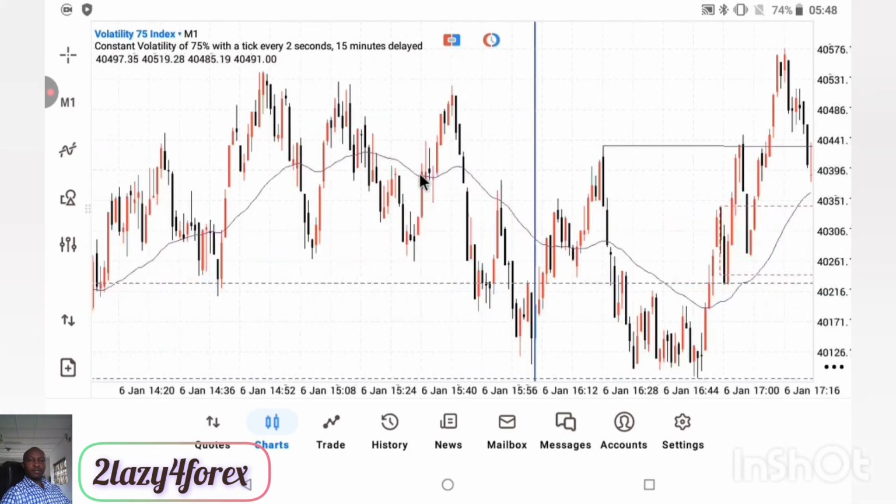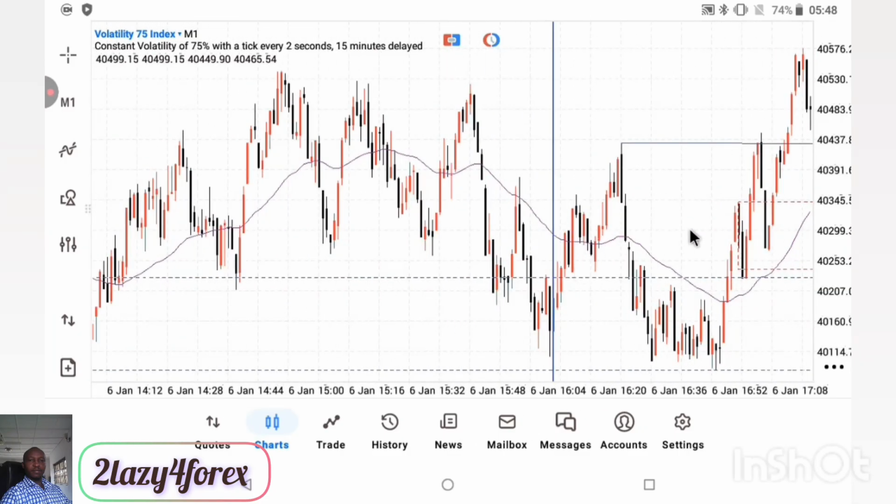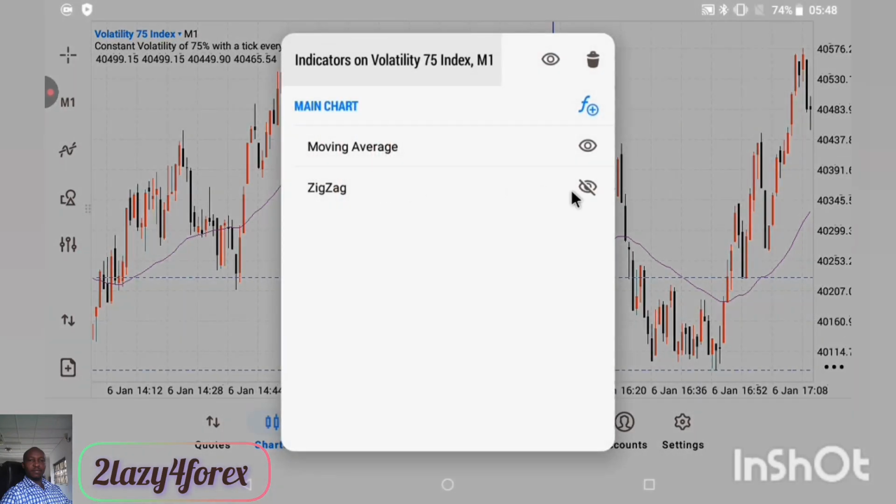So okay, look at this. Let me remove this so at least I can explain what happened there. Once we are in the lower time frame, that's the 1 minute time frame, let's bring in our indicator, the zigzag indicator.